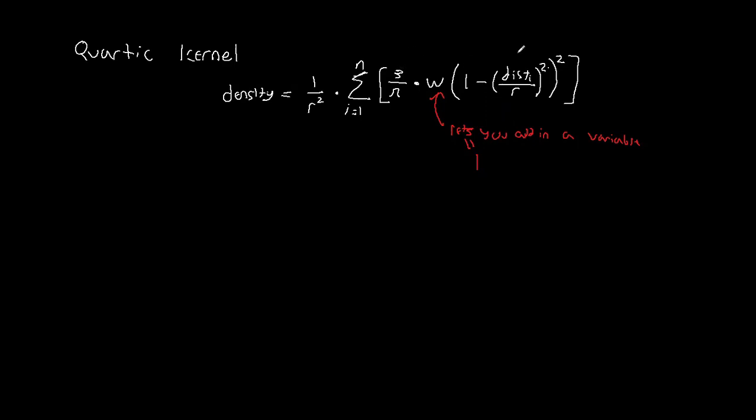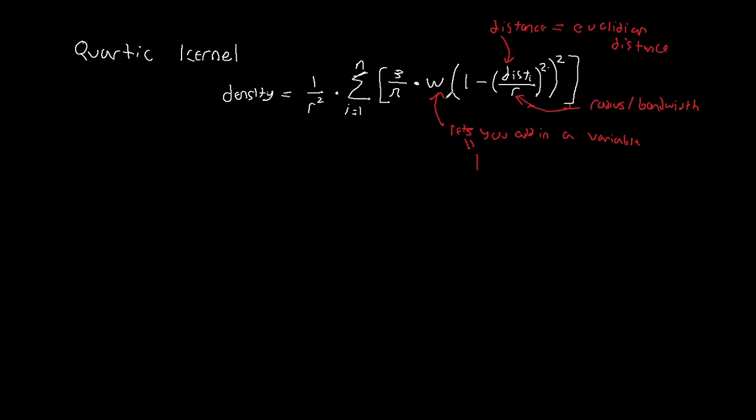Right, so this 3 over pi is constant. Right, this dist sub i, this is that distance that we talked about last time. This is that Euclidean distance. Okay, and then the r here, this r, this is that radius, or you'll often see it referred to as the bandwidth.